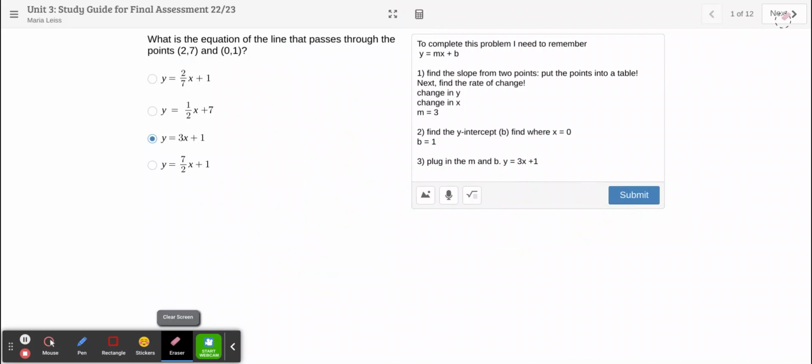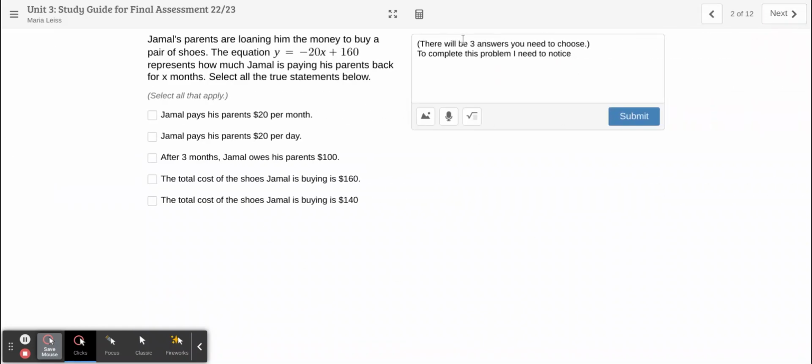There we go. Let's go over to slide 2 now. All right, on slide 2, it's going to tell me right now there's 3 answers I need to choose. Here's what I know. To complete this problem, I need to notice it's giving me an equation. So thing 1 is it says the equation is y equals negative 20x plus 160.